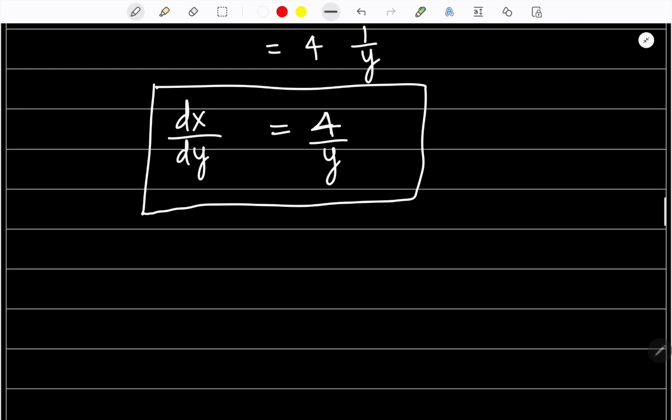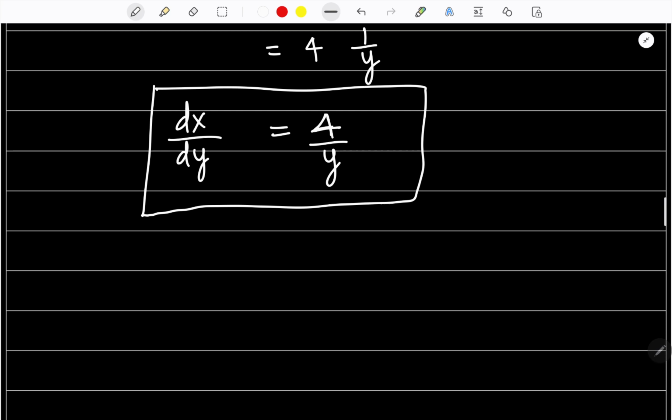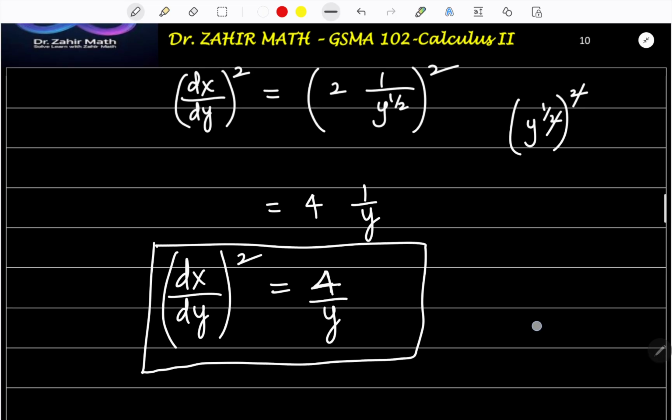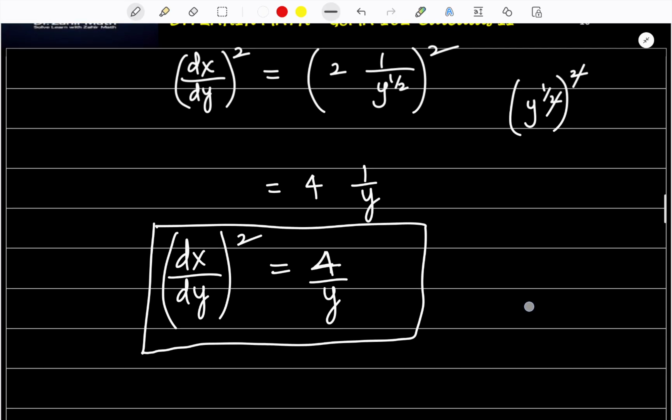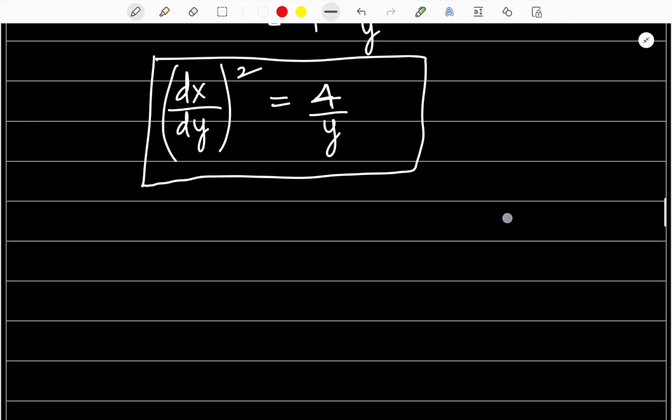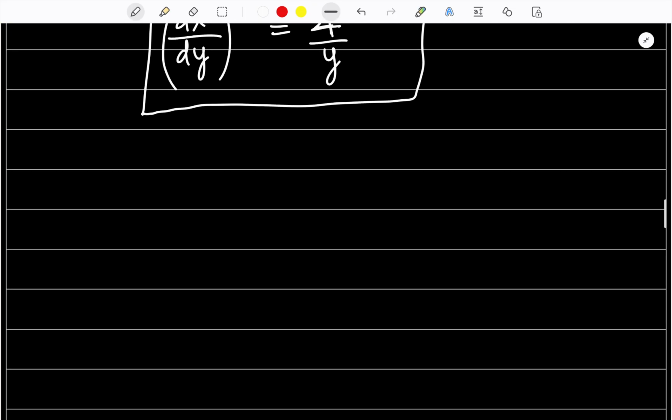So now this is dx by dy the whole square, 4 divided by y. I was about to reduce the size of the pen, but when the recording is going on, I think we cannot do it. Okay, let's go to the formula again.